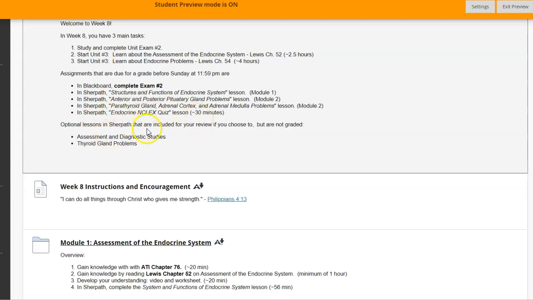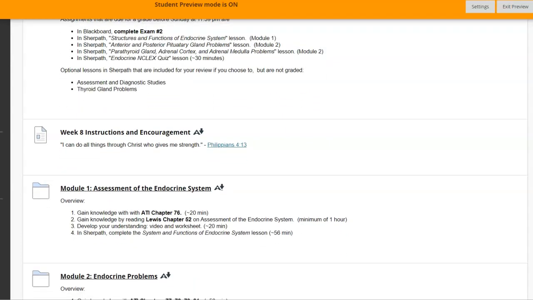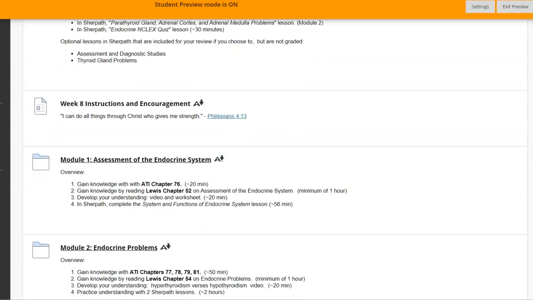There are optional lessons in SurePath that are included for you to review if you want to, but they are not graded, and they are assessment and diagnostic studies and thyroid gland problems. So this week really sounds kind of like a busy week. You've got a test and several lessons to do, and we are studying 2 chapters in Lewis this week and 5 chapters in ATI, chapters 76, 77, 78, 79, and 81. Good news is they're all fairly short.